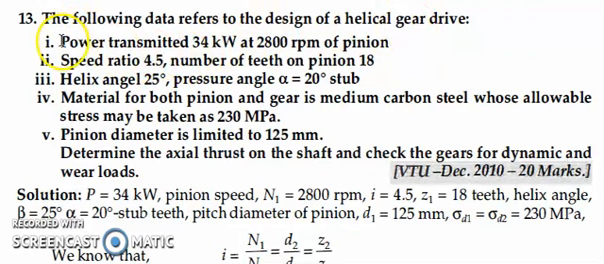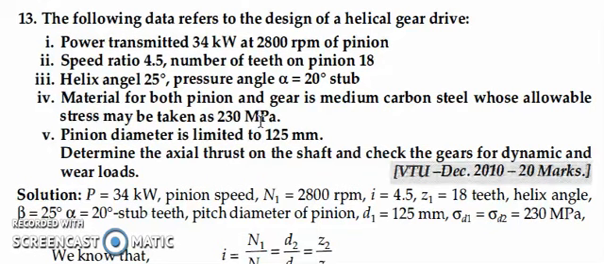The following data are: first, power transmitted 34 kilowatt at 2800 rpm of pinion. Then speed ratio is 4.5, and the number of teeth on pinion 18. Then third, helix angle 25 degree, pressure angle alpha is equal to 20 degree stub. Then the material for both pinion and gear is medium carbon steel, whose allowable stress may be taken as 230 megapascal. So here they have given that the material for both pinion and gear is the same.